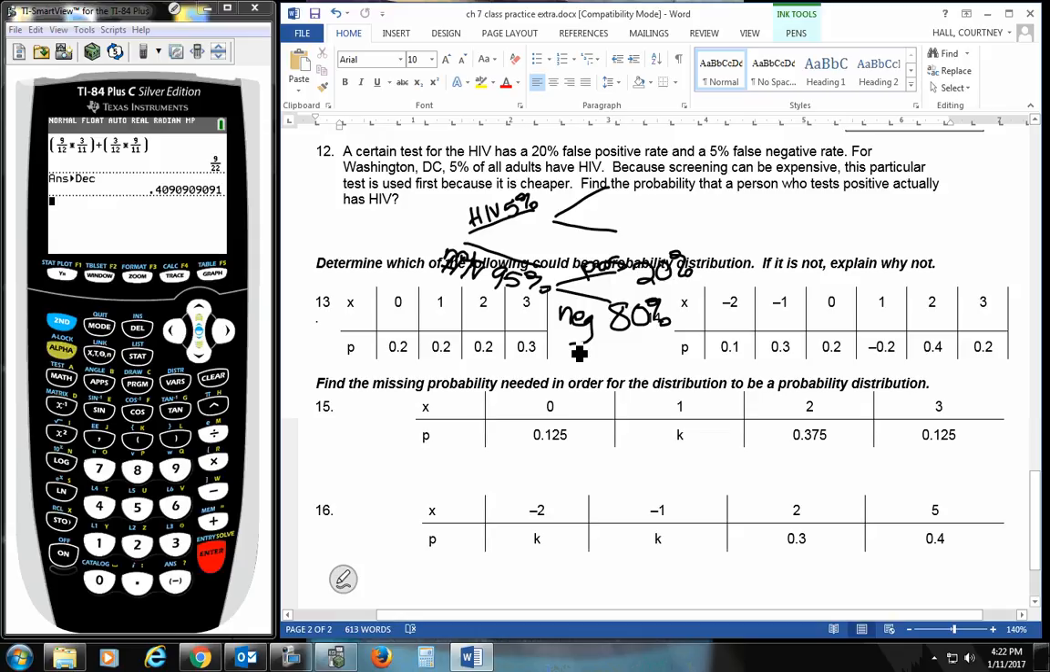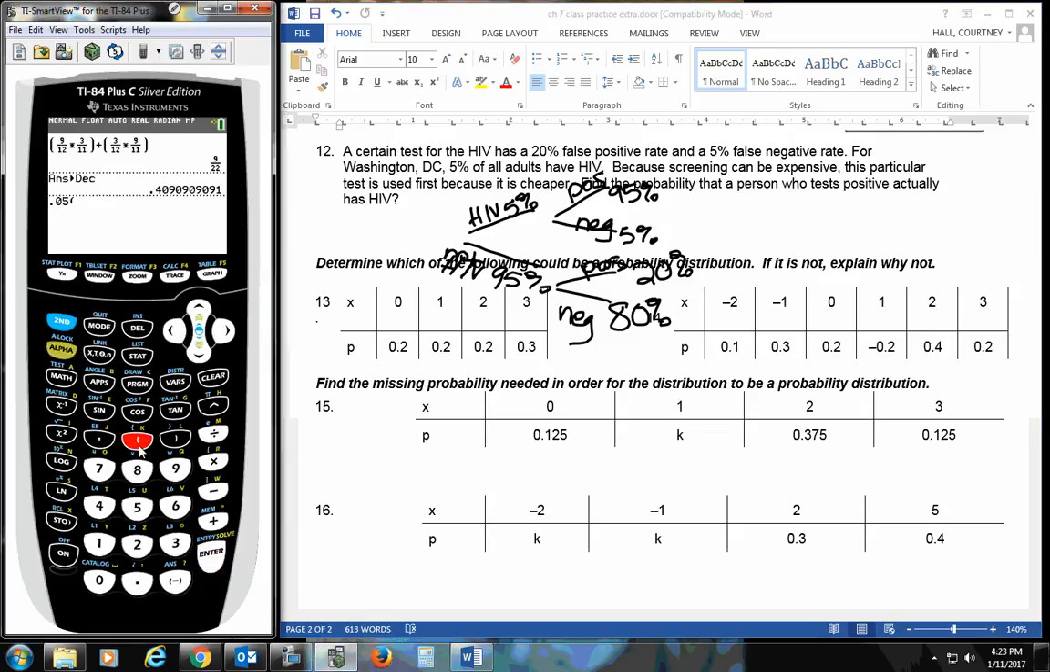The other thing is you get a 5% false negative. False negative means that I have it, but the test comes out negative 5% of the time. So positive, negative. I have it though, so a false negative, 5% would go here, 95% would go here, because remember the branch has to add to 100% or 1. Then you multiply across the branches to get the combined probability. So we would do 0.05 times 0.95, and it's going to be my first number. And then I'm going to do 0.05 times 0.05.